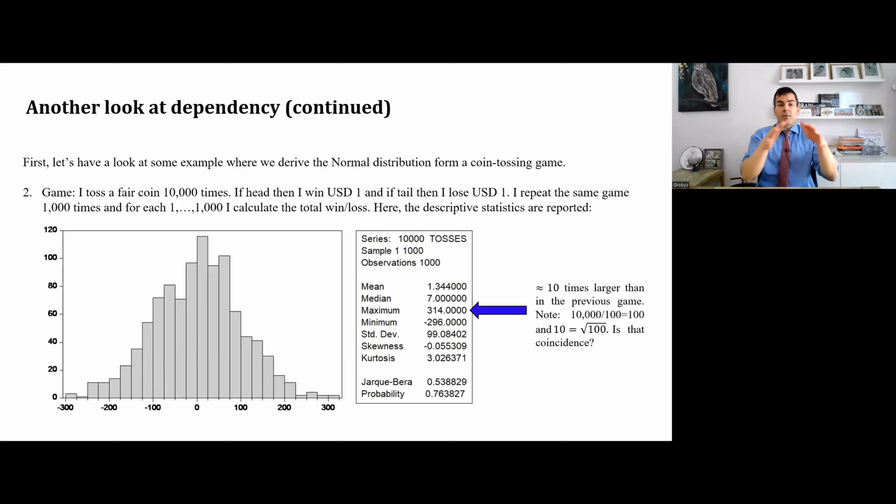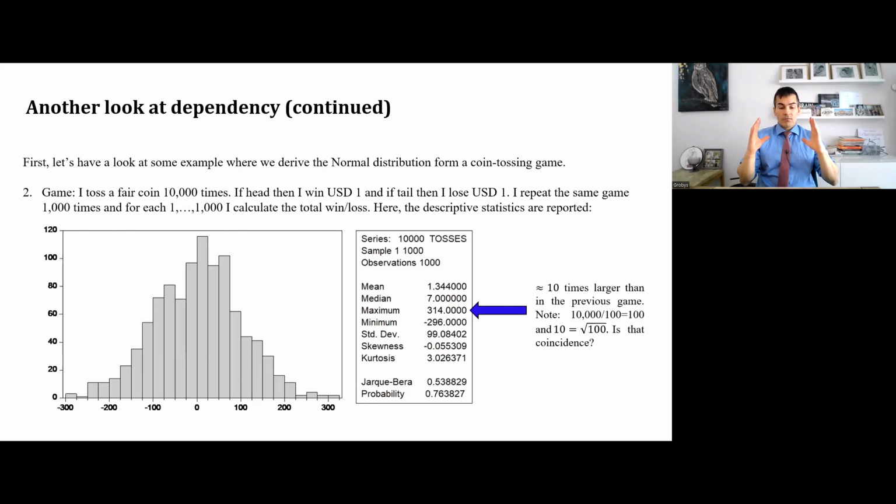And here again, I report the descriptive statistics. We see already from the histogram that it looks more and more like a bell-shaped curve. The mean is 1.34 here, which is close to 0. The median is slightly higher, it's 7. But if we put this in relative terms to maximum and minimum, it's close to 0, basically. We see the maximum is 314. Recall, for the other game, we had 30. This is roughly 10 times larger than in the previous game.